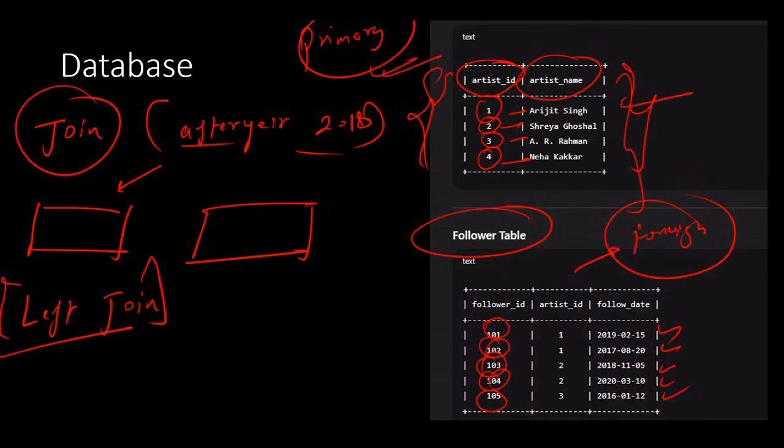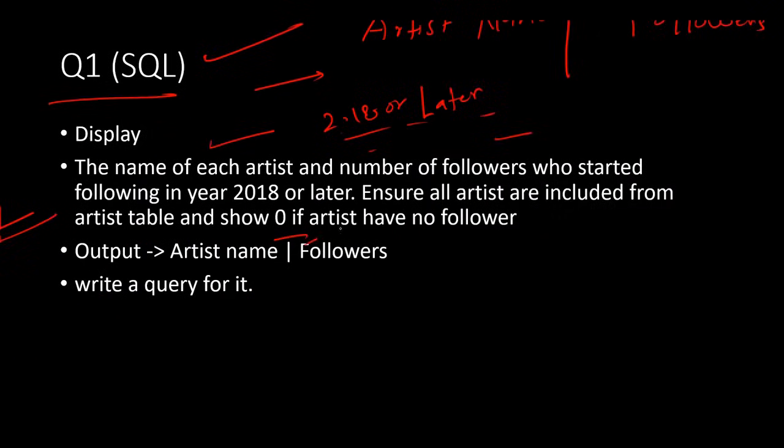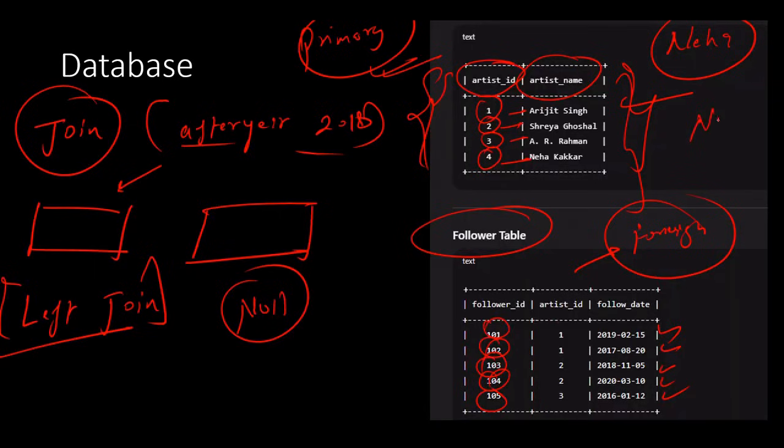Okay, and suppose if we are getting null, because suppose there is an artist called Neha Kakkar, and suppose she does not have any follower after 2018 or later. Okay, this can be one condition which they have given, because we need to show zero, so there could be a null value also. Then we need to replace that null value with zero. Okay, so this is one more thing.